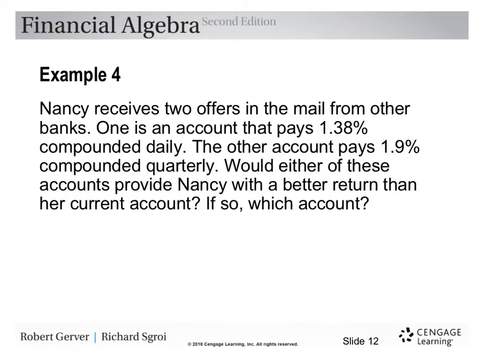All right, so Nancy, from our previous example, receives 2 other offers in the mail from other banks. One is an account that pays 1.3% interest compounded daily. The other pays 1.9% compounded quarterly. Would either of these accounts provide Nancy with a better return than her current account? If so, which account?